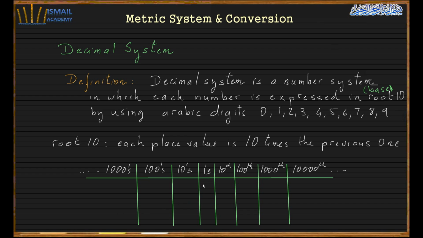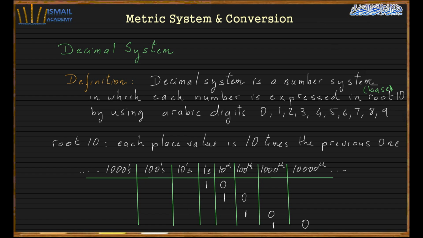Keep in mind, 1 ones is 10 times one tenth. You see, 1 ones is 10 times 1 tenth. 1 tenth is 10 times 1 hundredth. 1 hundredth is 10 times 1 thousandth. 1 thousandth is 10 times 1 ten-thousandth. You see, each place value is 10 times the previous one.